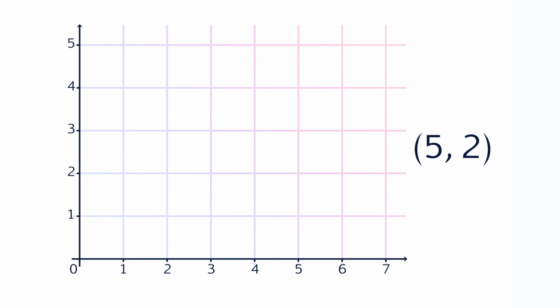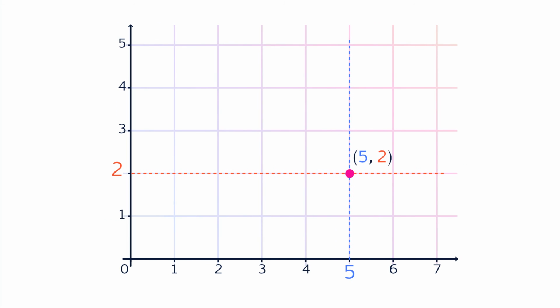Let's look at another example. You are given the coordinates of a point (5, 2) and asked to draw the point on the plane. What do you do? Remember, the first coordinate is read off the horizontal axis. So, locate 5 on the horizontal axis and draw a vertical line up. The second coordinate is read off the vertical axis. So, you locate 2 on the vertical axis and draw a horizontal line sideways. The point where these two lines intersect is the location of the point with coordinates (5, 2).